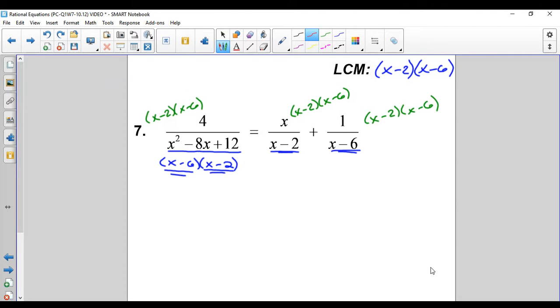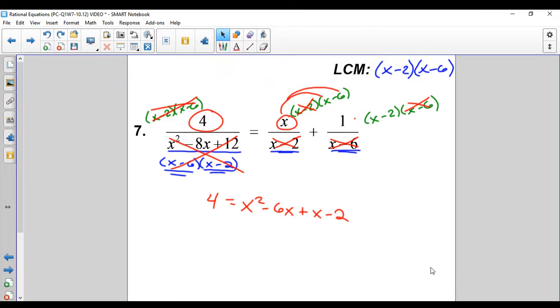First fraction, left side, everything cancels. We're good to go. Everything cancels. All you're left with is 4. Second fraction, just the x minus 2's cancel, so you have an x you need to distribute that's left over. So we have x squared minus 6x. Last fraction, x minus 6's cancel. All you're left with is an x minus 2, just times 1, so it's just x minus 2.